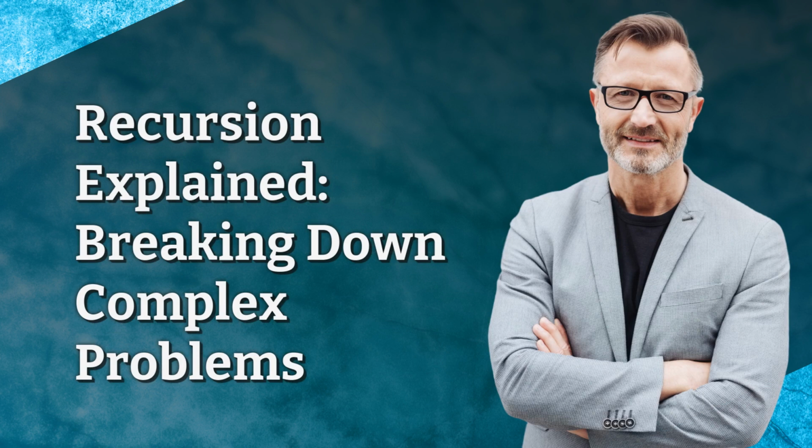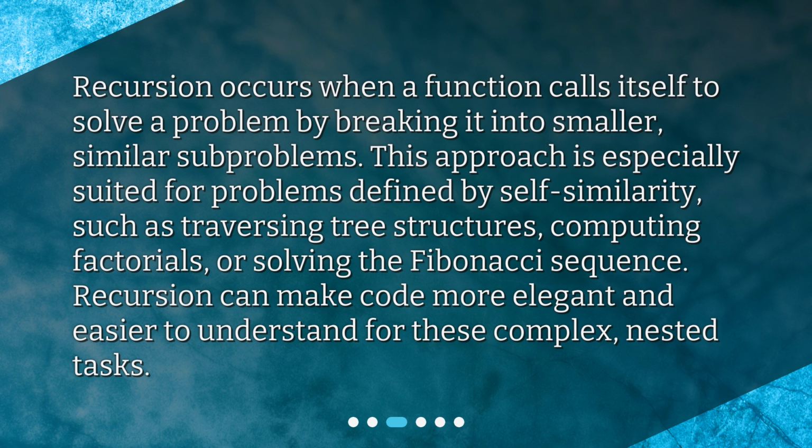Recursion explained: breaking down complex problems. Recursion occurs when a function calls itself to solve a problem by breaking it into smaller, similar subproblems. This approach is especially suited for problems defined by self-similarity, such as traversing tree structures, computing factorials, or solving the Fibonacci sequence. Recursion can make code more elegant and easier to understand for these complex, nested tasks.